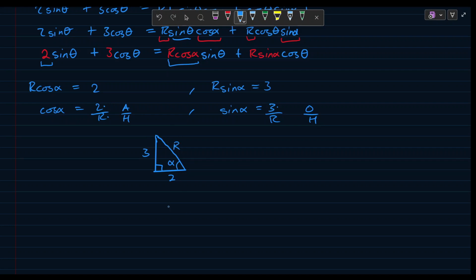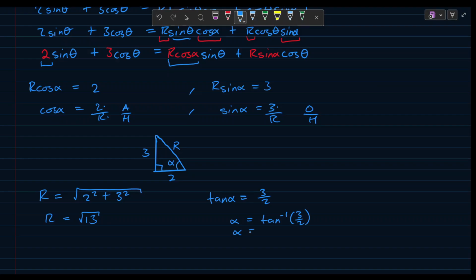So now that we have this right angle triangle, we can evaluate both r and alpha. Starting with r, we can simply use Pythagoras. r should be the square root of 2 squared plus 3 squared. So we get that r is equal to root 4 plus 9, which is root 13. And then to evaluate alpha, we've got the opposite and the adjacent. So we can say that tan alpha is equal to opposite, which is 3, over the adjacent, that's 2. Alpha is equal to arctan of 3 over 2.